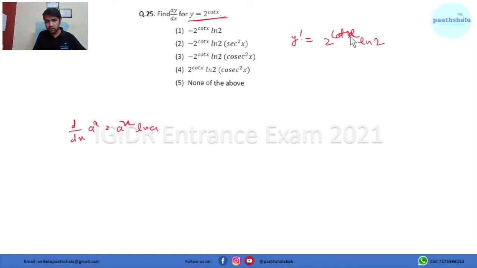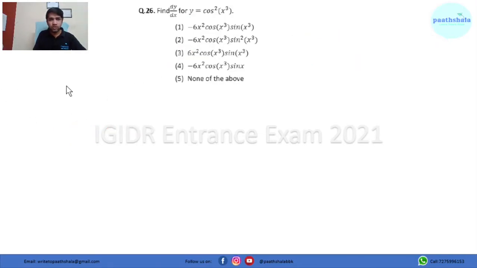So this is the formula we are using. But here instead of x we have cot x, so the differentiation of cot x is minus cosec square x. So when you solve it further, this will be minus 2 to the power cot x ln 2 into cosec square x. So if I go by choices, option 3 is the right option. Now let's move to the next question.